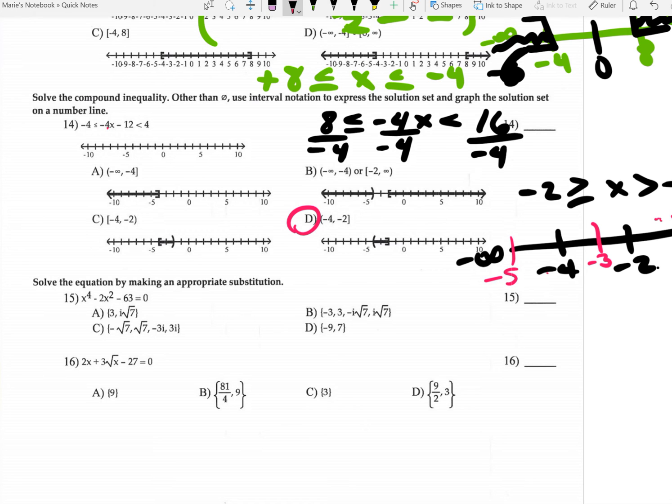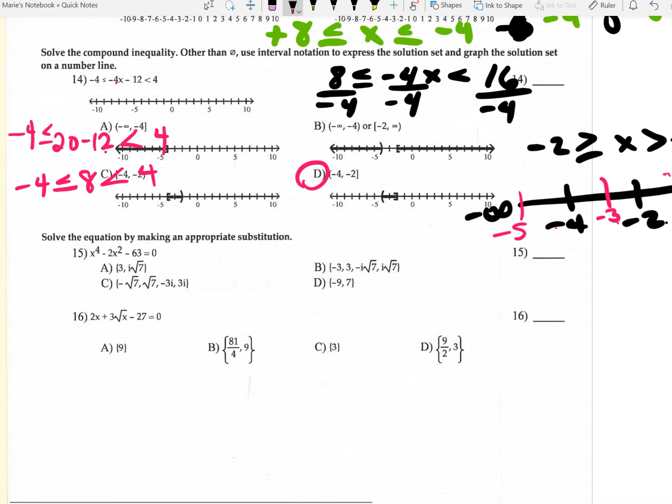If I plug in negative 5, I get negative 4 less than or equal to 20 minus 12 less than 4. And let's see if this is true for both. So in this case, you're going to get negative 4. Is that less than or equal to 20 minus 12, which is 8? That is true. And is 8 less than 4? That is false. If we prove that for the negative 3 we plug in, we find that actually it is the solution for the inequality.